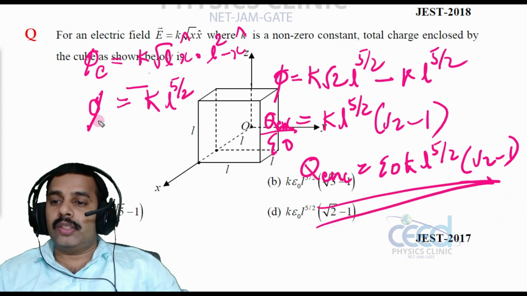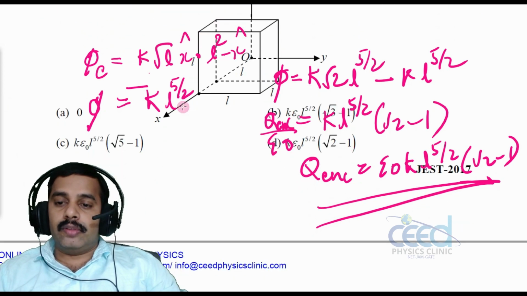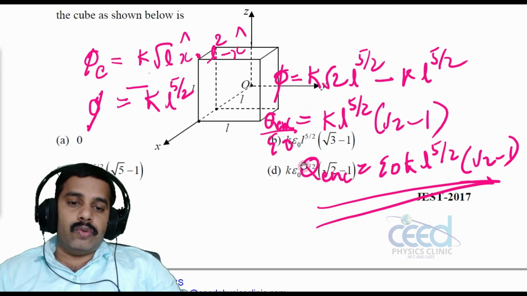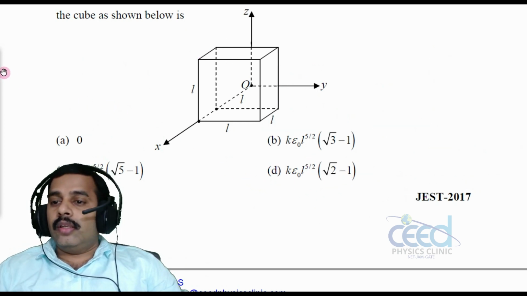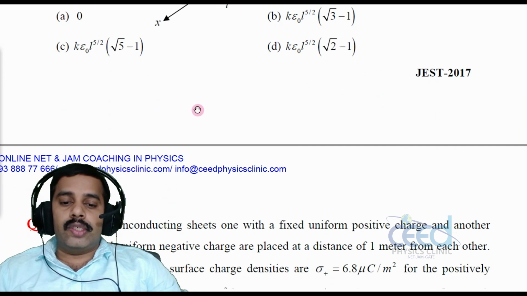So which one is the option? The option is k epsilon 0 L raised to 5 by 2 into root 2 minus 1. D is the option. Right. Now let us go to another question.